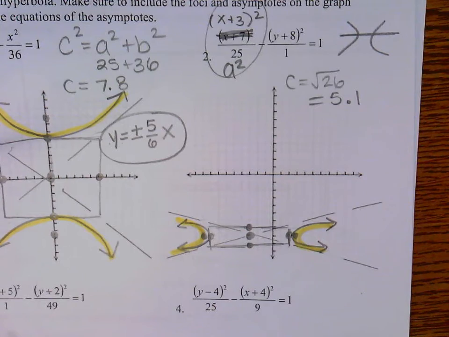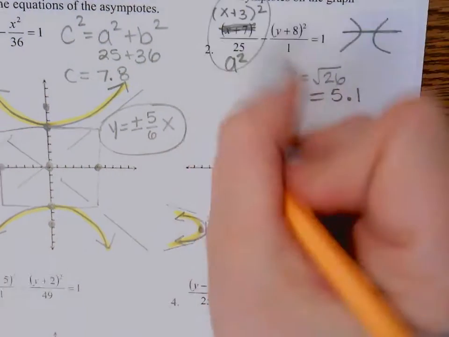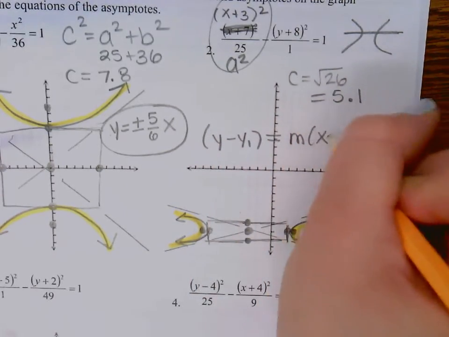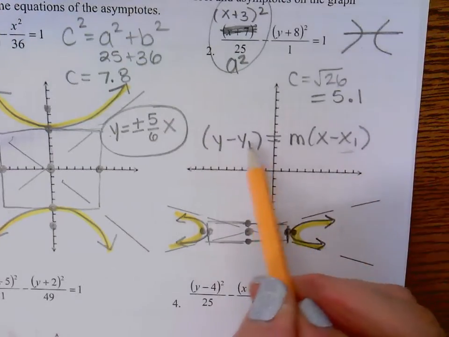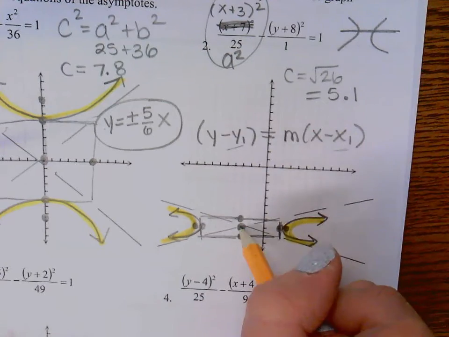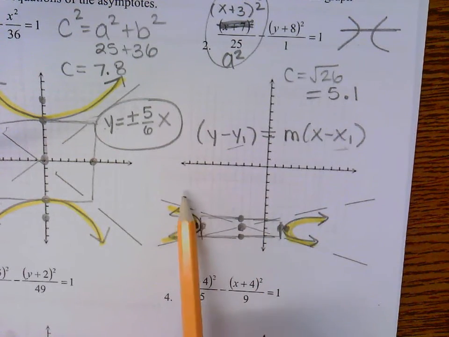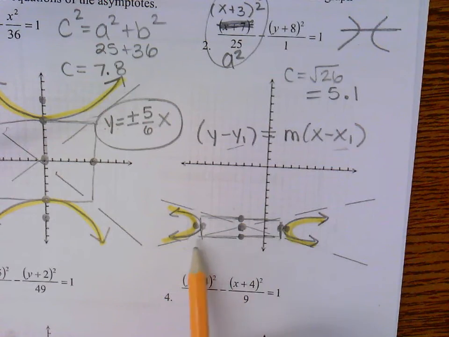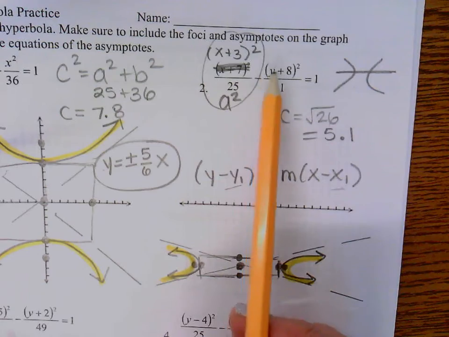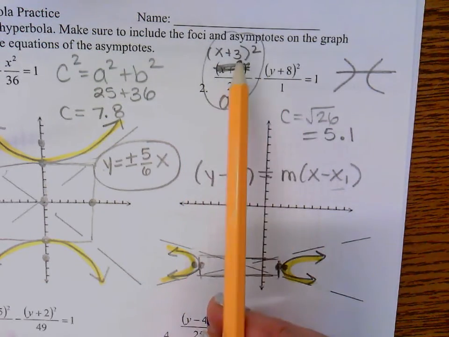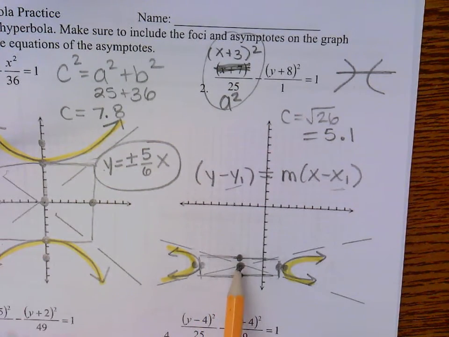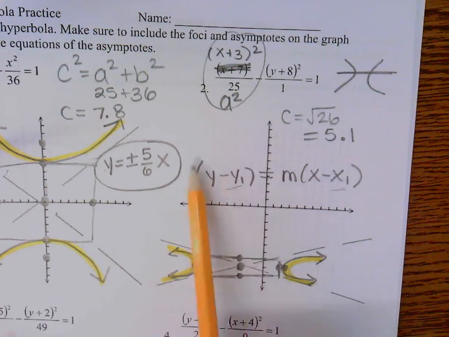So to write point slope form, the format is y minus y1 equals m times x minus x1. x1 and y1 are just a point that is on your line. So we're going to use the center of the hyperbola because your asymptotes go directly through that center point both ways. And so you can grab the parentheses from your original problem because x plus 3 and y plus 8 defined that center point.